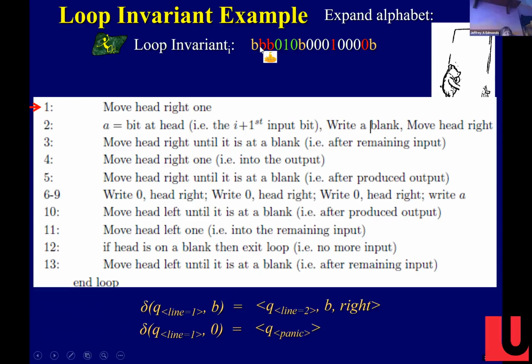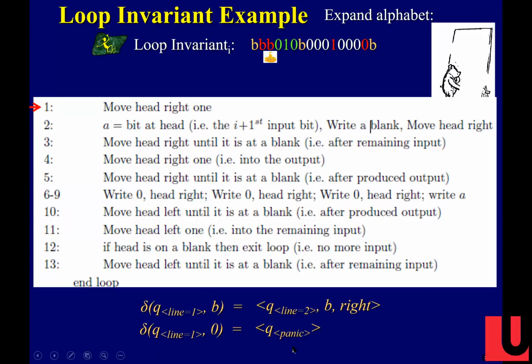So this is one row of the table. I'm in state Q line 1. Now, what character am I reading? I might read a blank. I might read a 0. I might read a 1. If I read a blank, then I go to this state. If I read a 0, I go to panic. If I read a 1, I go to panic.